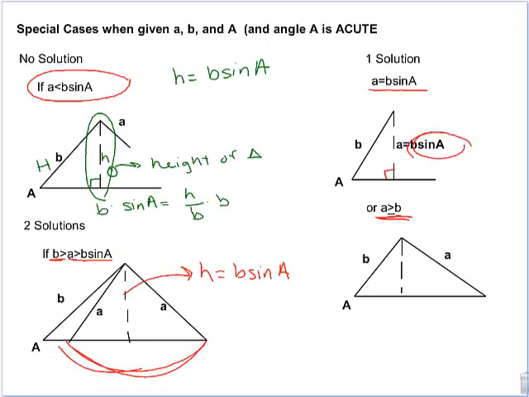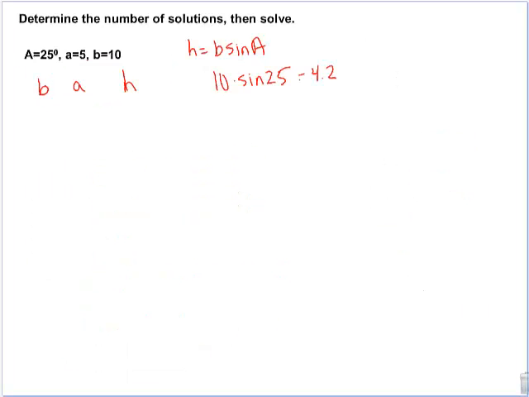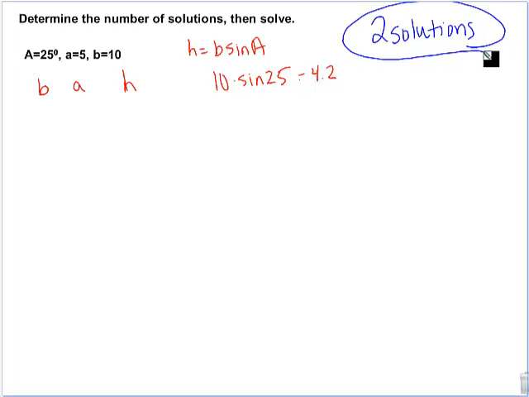Okay, so let's see. Which of these situations has our A falling in between our side B and our height? Yeah, two solutions right here. See here, side A is in between our side B and our height. So that means we have two solutions. So we're going to have to solve for two separate triangles. So what we're going to do is solve for the first one just 100% like normal. Okay?